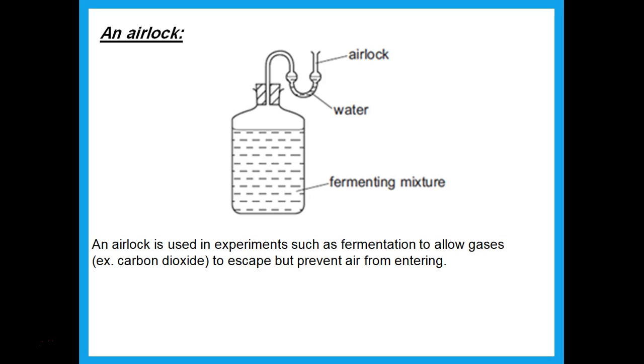So the airlock is just a bent tube, as you can see, and it just has water in it. In this case, it will allow the carbon dioxide to escape because gas bubbling out will just bubble through the water and go out, but it does not allow any oxygen to go in. So this is called an airlock.